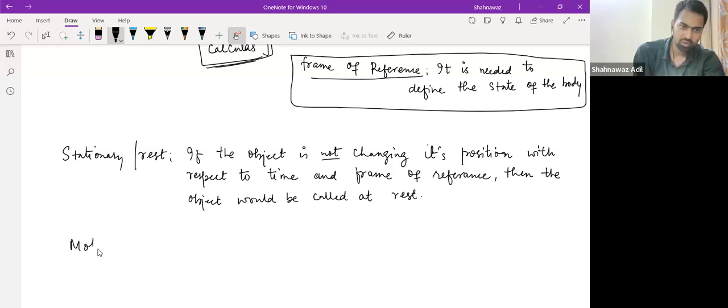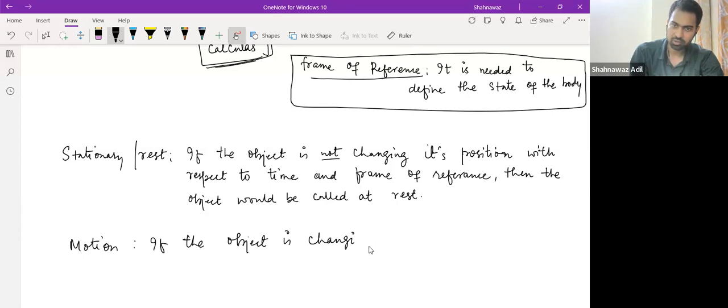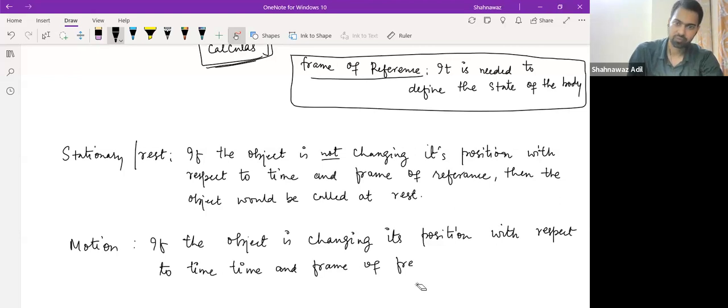Yeah, and the motion would be vice versa. So if the object is changing its position with respect to time and frame of reference, then that object would be called in motion.